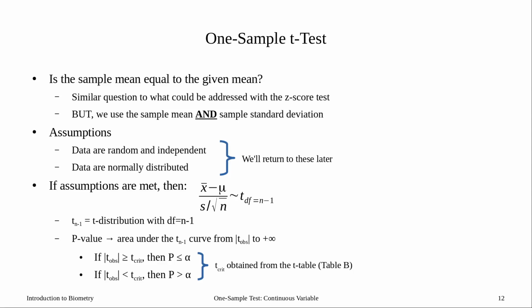Now the assumptions of these t-tests is that our data are random and independent, and we'll assume this assumption for all of our tests. And our second assumption is that our sample data are normally distributed. We'll return to these a little bit later.